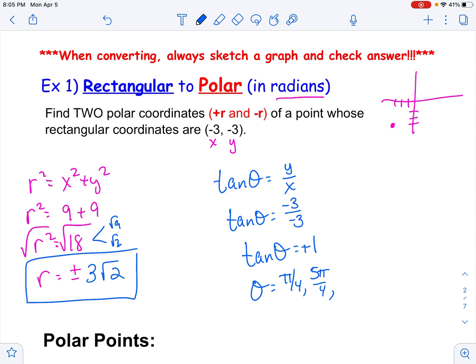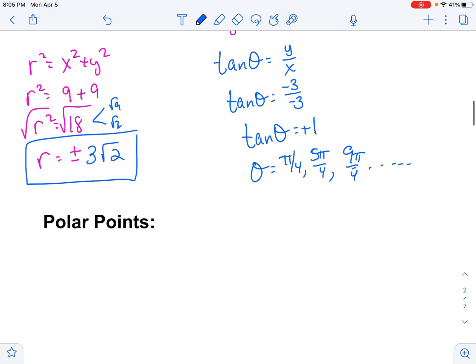If I wanted to keep going, if I did a full circle plus pi over 4 again, that would be at 9 pi over 4. And I could keep going. This list would go on and on depending upon how many times I want to go around that circle. All right, but we're going to find two polar points.